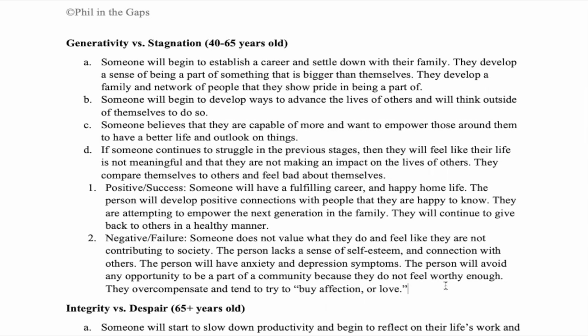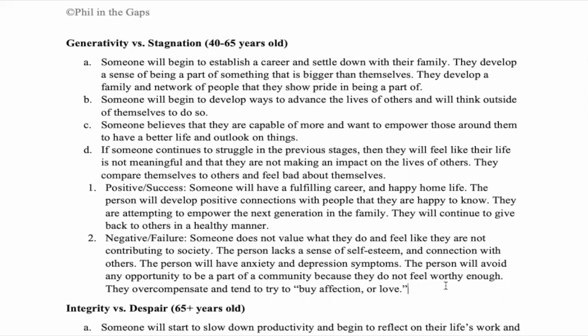So they develop a family and network of people that they show pride in being a part of. It's not just that they have a ton of people around them, but they're satisfied with the relationships that they have. So someone will begin to develop ways to advance the lives of others and will think outside of themselves to do so. So they're thinking not just about how they can get what they want, but how can I start building towards the future for other individuals?